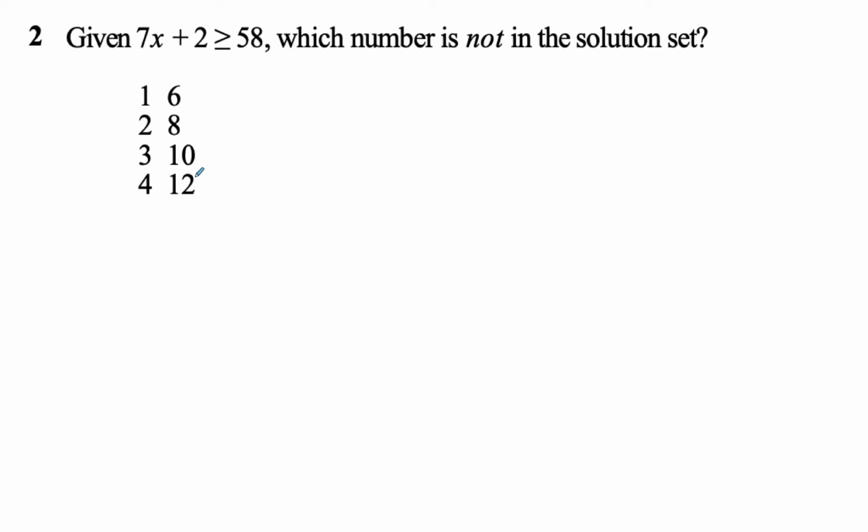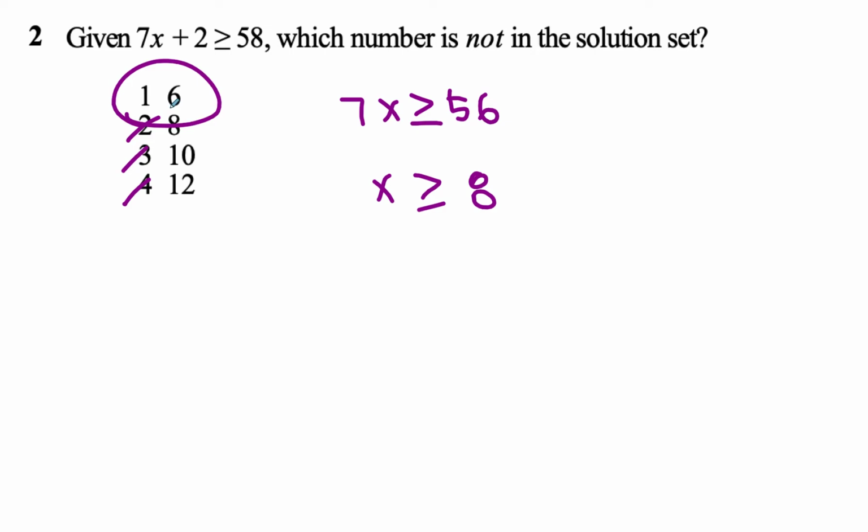Alright, which of the following is not in the solution set? So what I'm going to do is try to figure out the values of x here. I'm going to subtract 2. So 7x is greater than or equal to 56. And when I divide by 7, I'm comparing x with 8. But since 7 is a positive number, I do not have to change the sign. So x has to be greater than or equal to 8. So bam, bam, bam. The only thing that remains is 6.